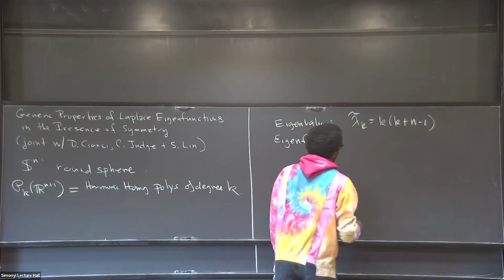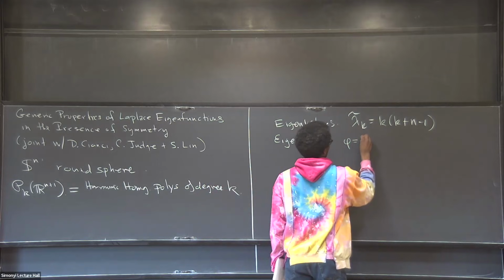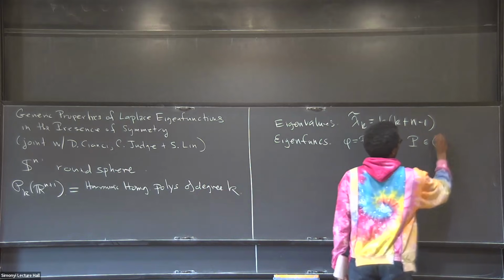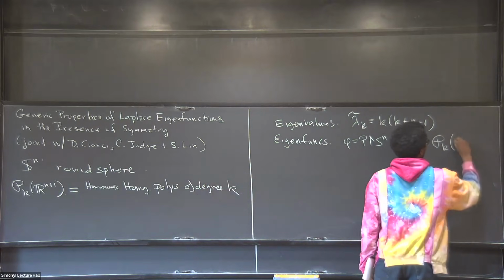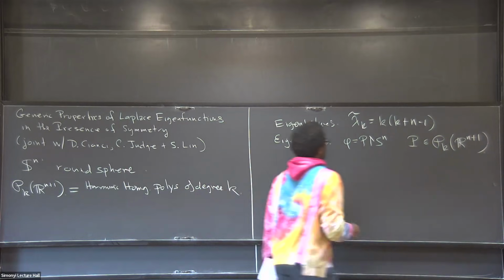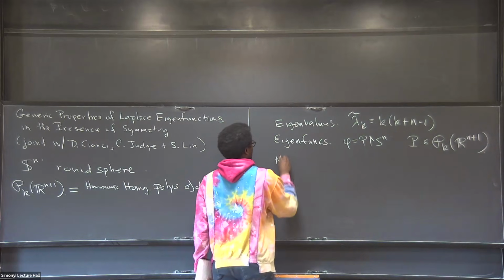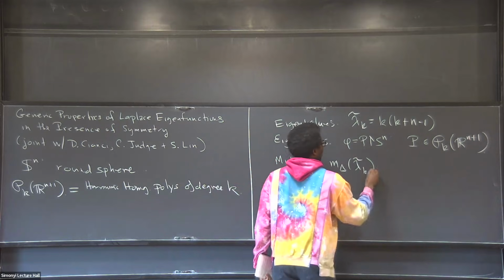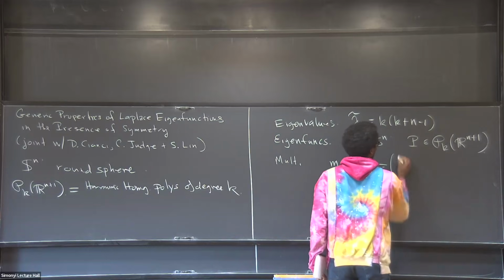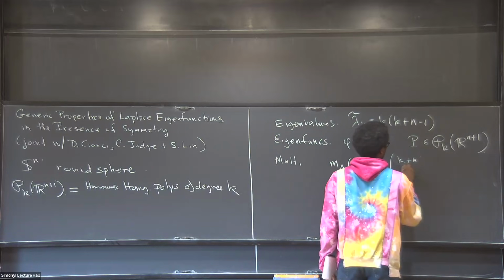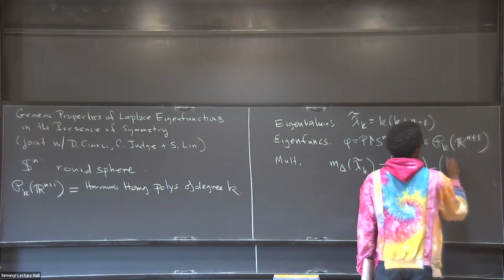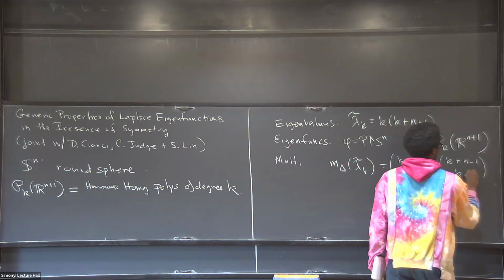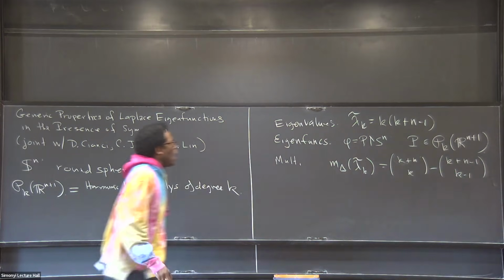The associated eigenfunctions are just going to be restrictions of these harmonic polynomials to our sphere, and the multiplicity of one of these is going to be (k+n choose k) minus (k+n-1 choose k-1), like that. So, okay, those will be the multiplicities.